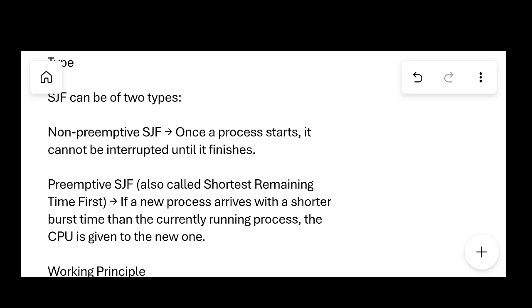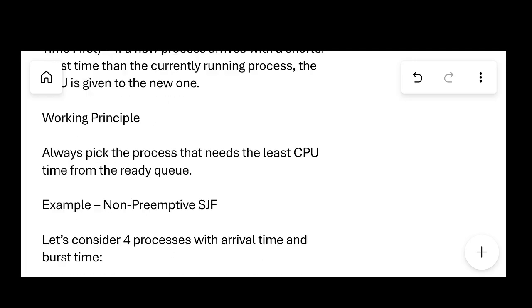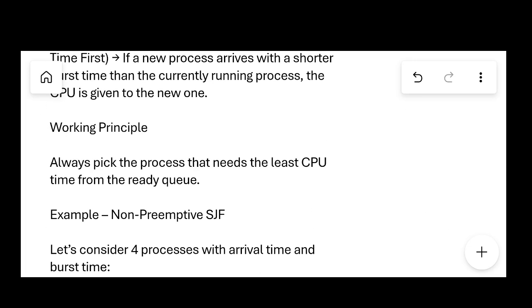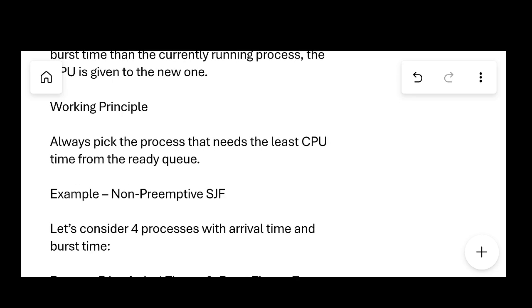In real operating systems, preemptive scheduling is more practical, but for simplicity we will start with non-preemptive. Working principle: always pick the process that needs the least CPU time from the ready queue.